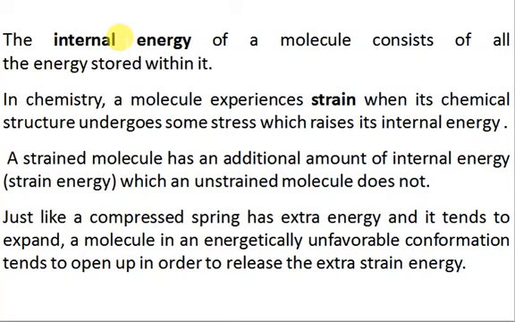So in chemistry, whenever we say that a molecule is experiencing strain, it means the molecule is becoming unstable because of a certain reason. And what is the reason? The reason is chemical structure. If something in a chemical structure makes a molecule become unstable, we say the molecule is experiencing stress. And because of that stress, the molecule has some sort of strain in it. This strain causes the molecule to become unstable and increases its internal energy.